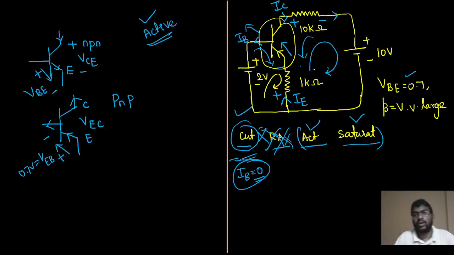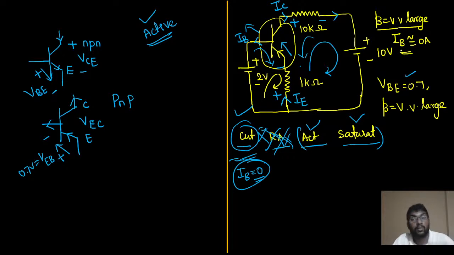What have they said in the question? The value of beta is very very large. So whenever the question gives beta value very very large, in all those cases base current is approximately equal to 0 ampere. I am repeating, it is approximate, but it is exactly not equal to 0. Okay, so we can take base current approximately equal to 0 and proceed. Anyway, this is current entering point plus, leaving point is minus.